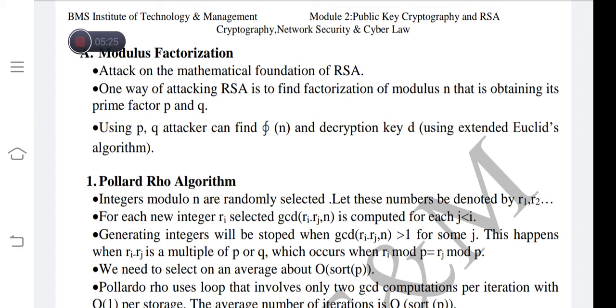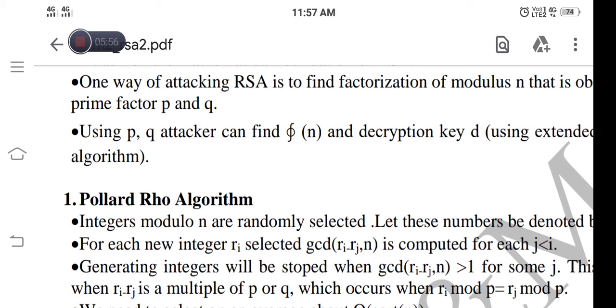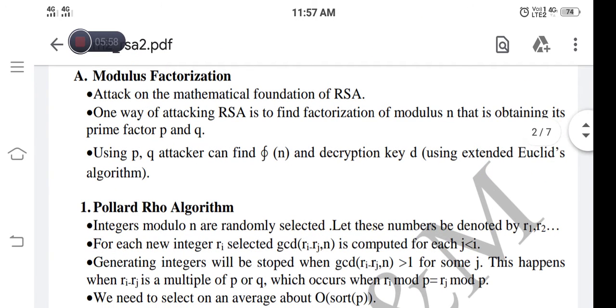So one way of attacking RSA is to find the factorization of modulus n, that is, obtaining its prime factors p and q, because we have the formula n equals p times q in the RSA algorithm. So an attacker will factorize the n value to find the values of p and q. Now by using this p and q, the attacker can find phi of n and the decryption key d.